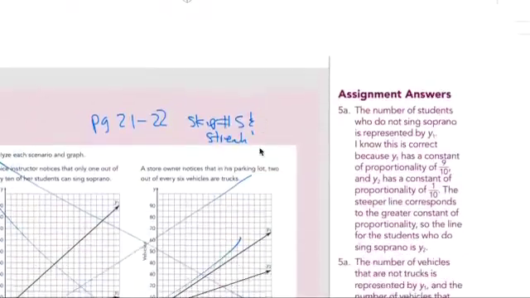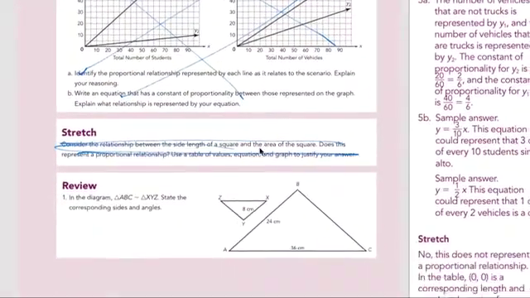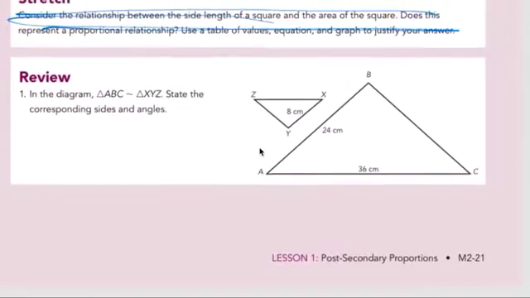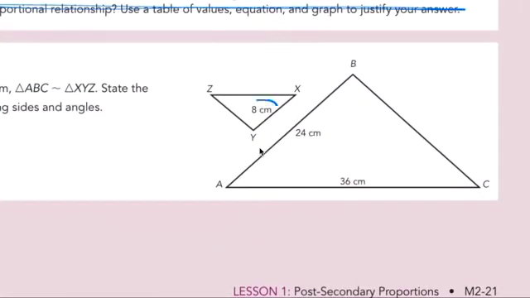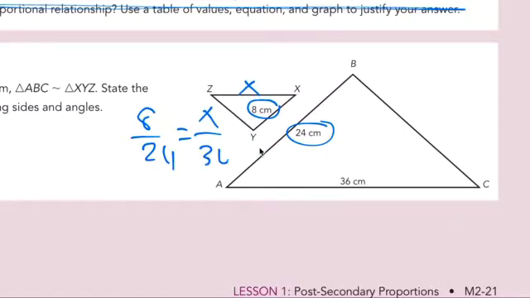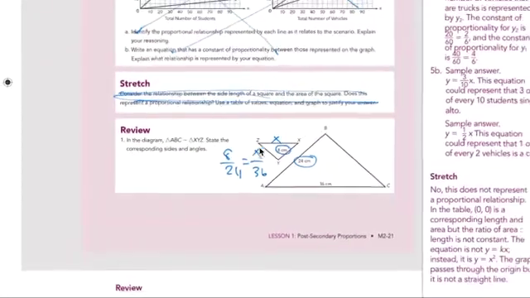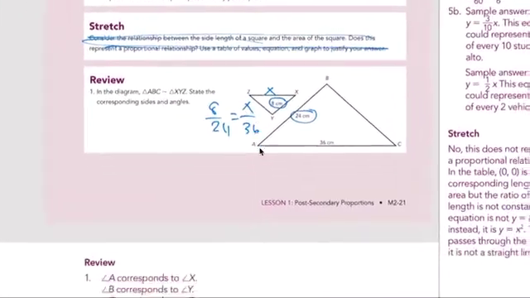Okay. And then here you don't have to do 5, and then the rest is the review part, right? You should know how to do these ones. This one corresponds to the 24, so 8 over 24 equals, we're trying to find that, x over 36. Multiply and divide.